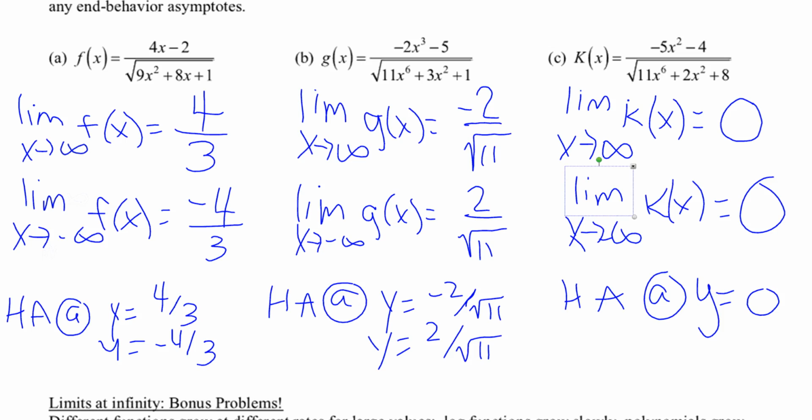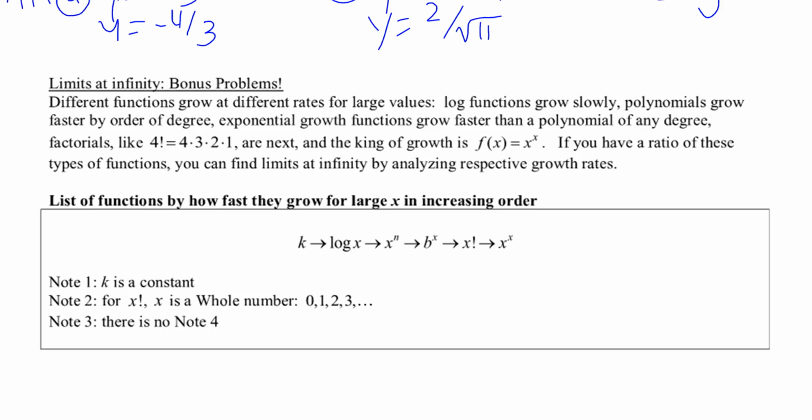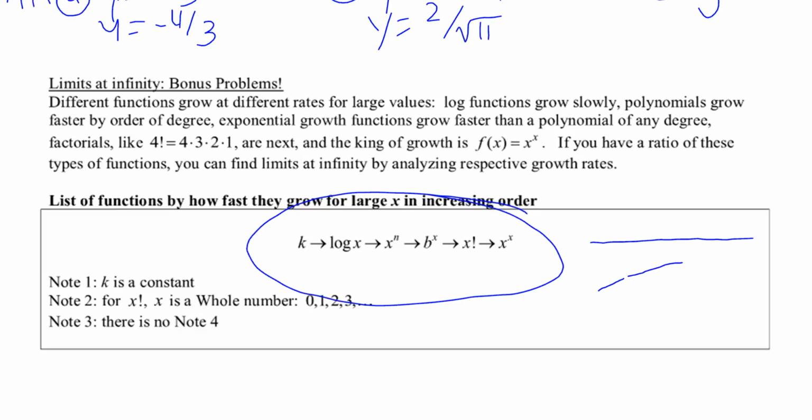All right, so on to some bonus problems. A lot of people forget this later in the year, but it's very important. These are growth rates in an increasing order. A constant is something that doesn't grow, it just stays constant. Okay, a log, it grows, but it's super, super slow. It takes forever for it to get higher.